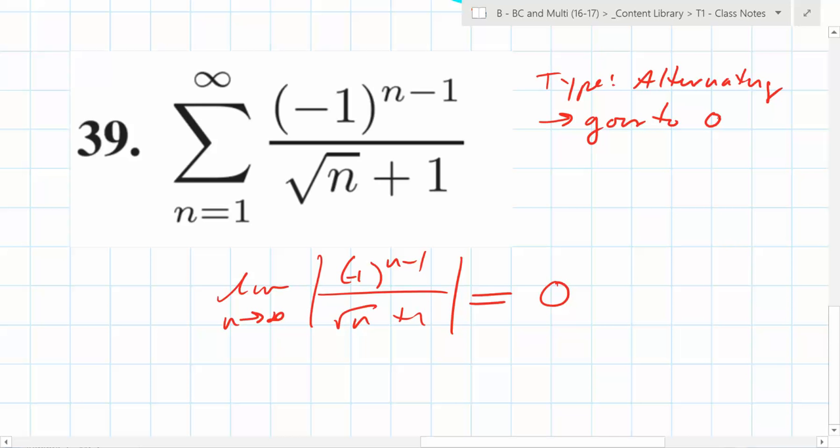And also, is it monotonic? Does the absolute value just decrease? It does. So therefore, what do you know this does? It converges. That was one of the tests, everybody. If it's alternating and goes to 0, it converges. No, look, this gets big, but that's on the bottom. I messed that up. This gets small, but it's only because it's alternating and it's going to 0 monotonically. Does that make sense, everybody?